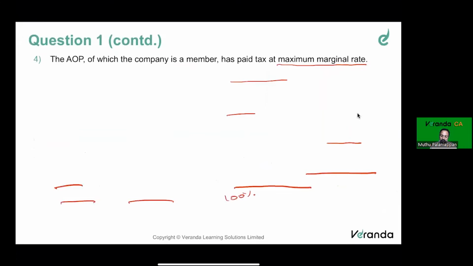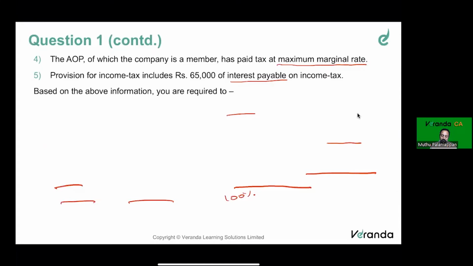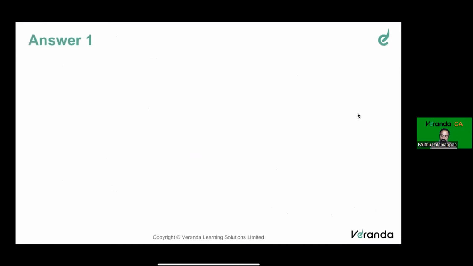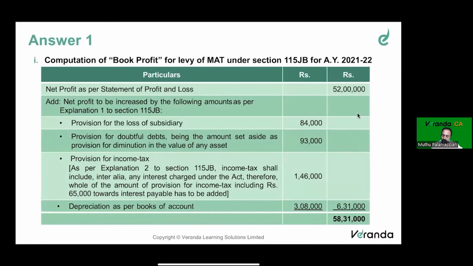The next one we have discussed all this information. So now we'll go into the solution. If you see, it starts with net profit. What we saw in the first slide, it is 52 lakhs. To the 52 lakhs, we said we have to add provision for loss of subsidiary. So we are adding that. And then we have provision for doubtful debts.